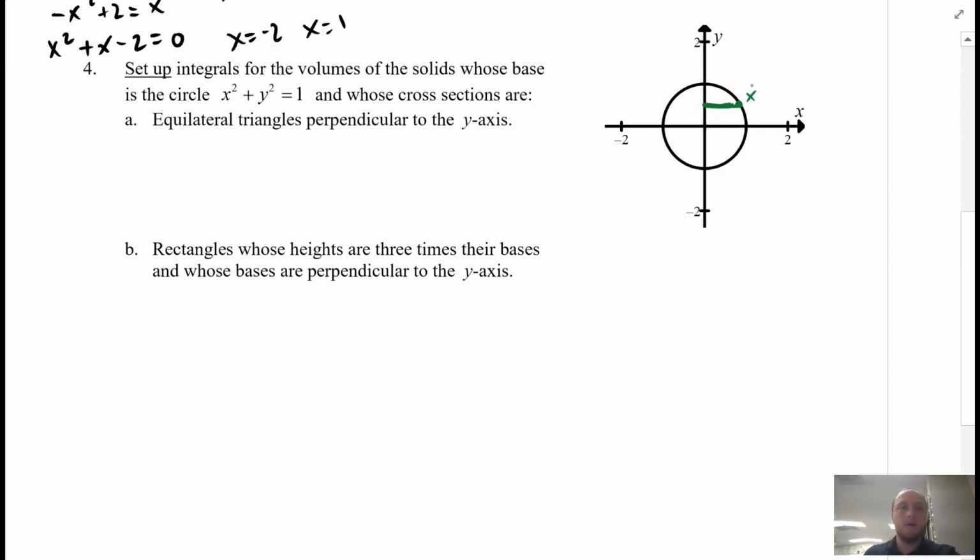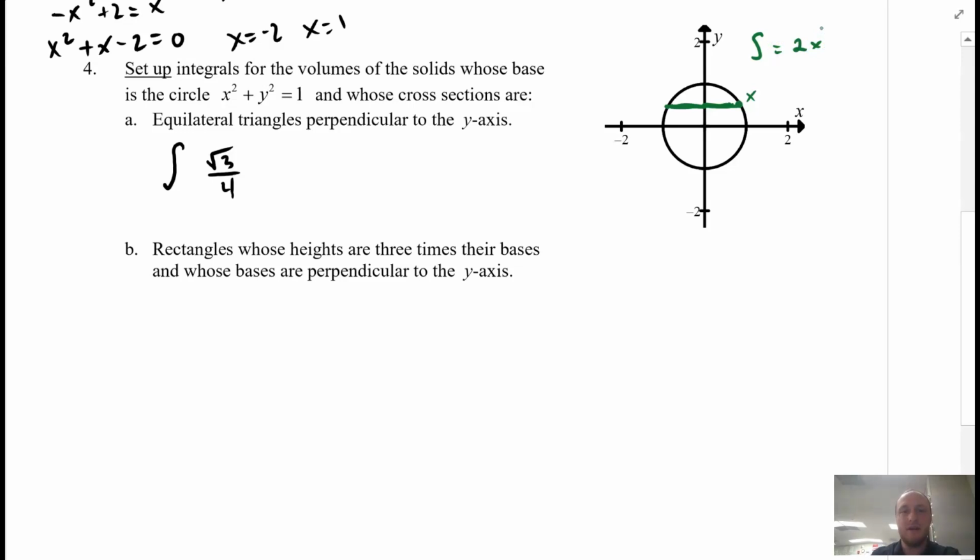Okay, so I want to set up an integral. I need to know, for an equilateral triangle, what is that area formula? And if you flip back to your notes, it is root 3 over 4 times s squared. So note that this is just x, right? That's not fully s, right? S would be this whole distance, right? So really it is equal to 2 times x.